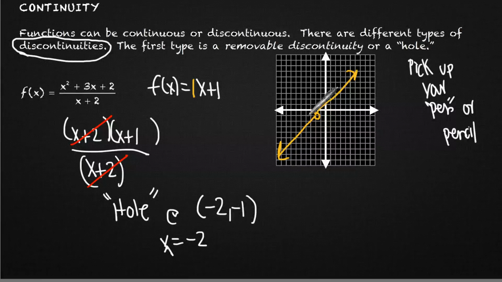And so we can see that there is a removable discontinuity or a hole. As I'm sketching this, I have to pick up my pen and then sketch it again. So this is the first type of discontinuity that we're going to look at. And at this point, all you need to be able to do is name it.